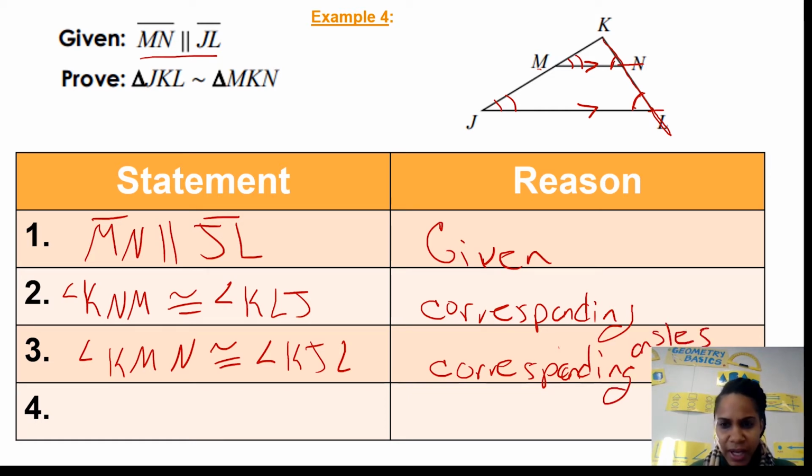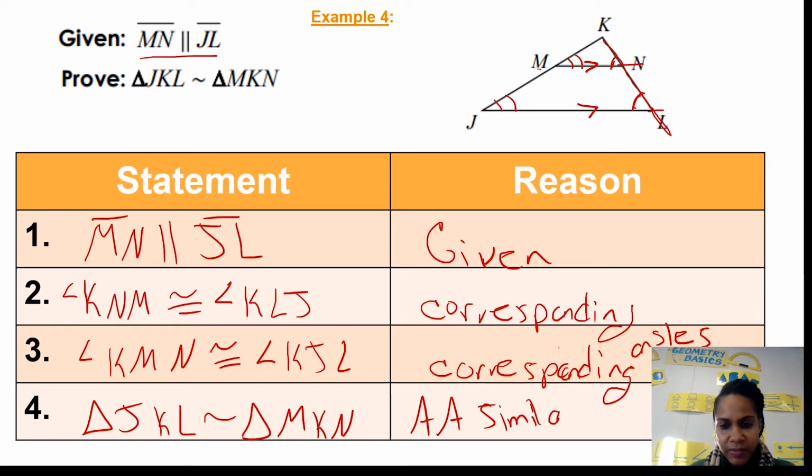And so since we have a pair of congruent angles in each of these triangles, we could say that triangle JKL is similar to triangle MKN because of the AAA similarity postulate.